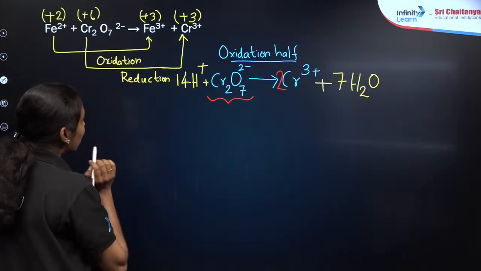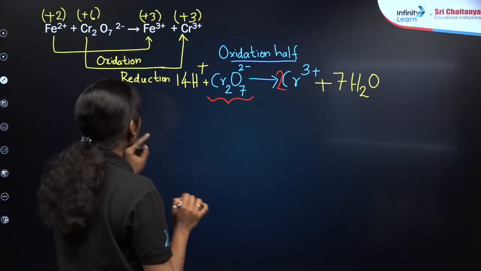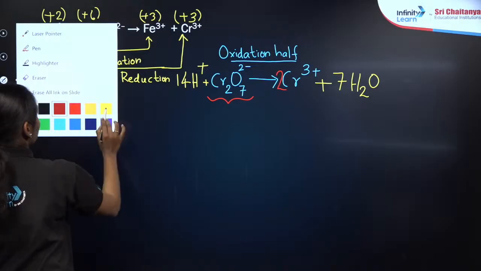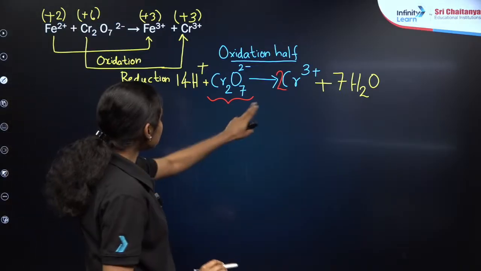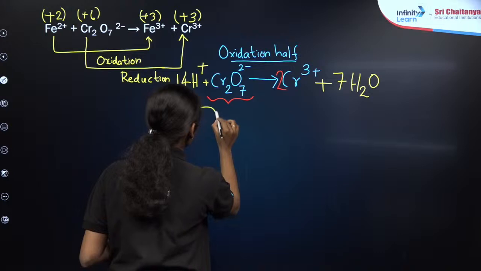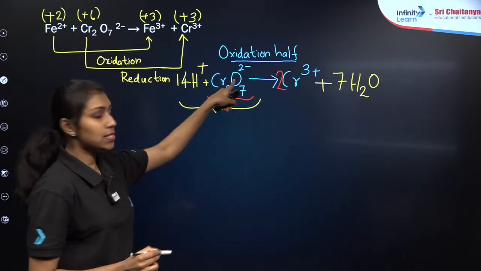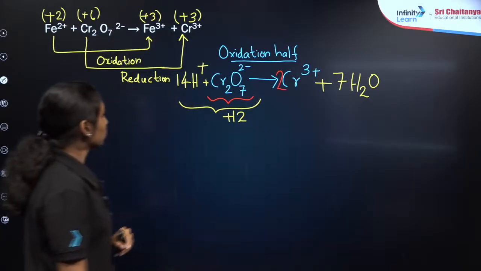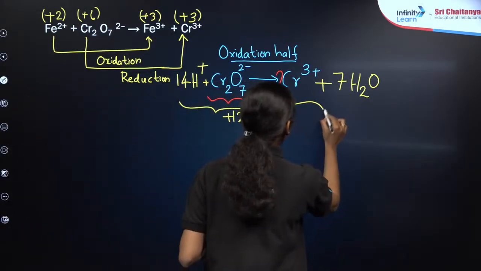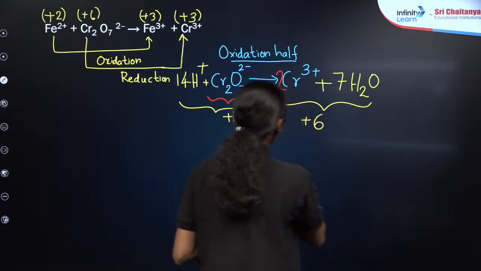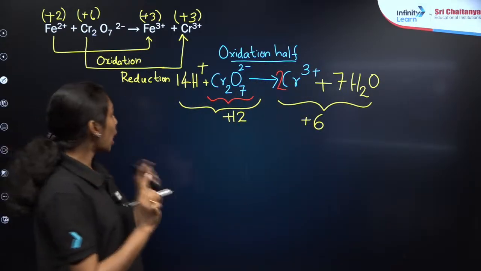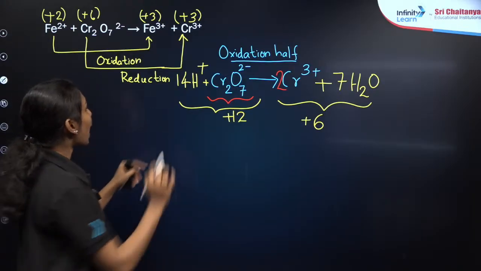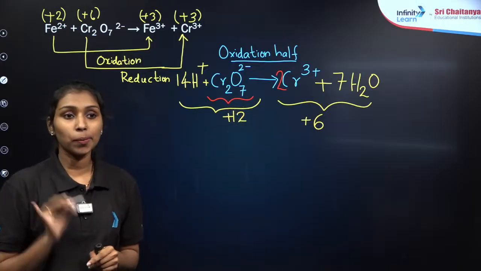Fine. Now the next step is to check whether the charge is balanced or not. What is the total charge here? 14 plus minus 2, right? Plus 12 charge is present here. Then what about here? 2 into 3 plus 0, that is plus 6 charge, right? The most important point you have to note is that in order to balance the charge, you just add the number of electrons to the side where the maximum positive charge is present.